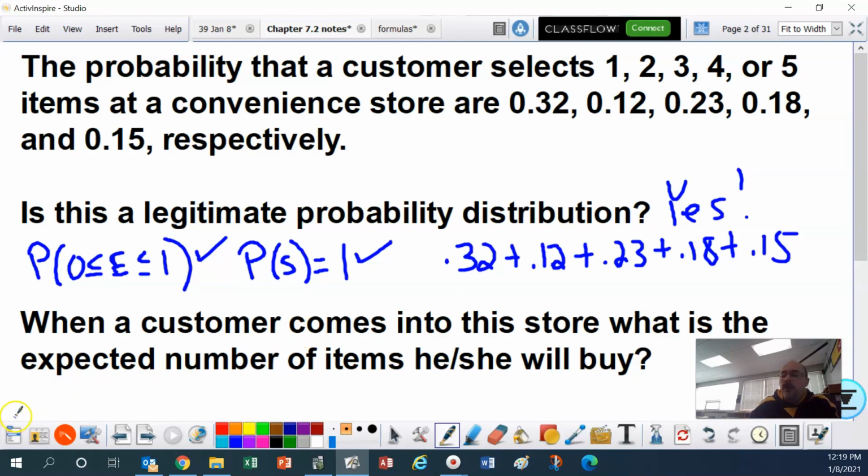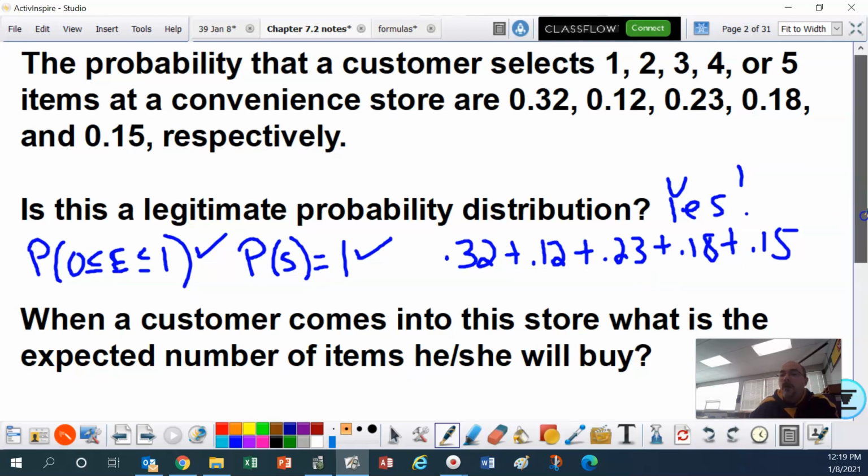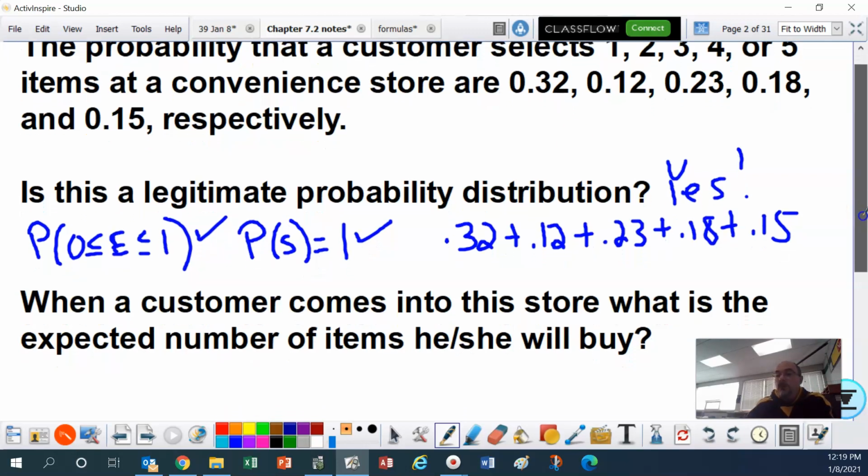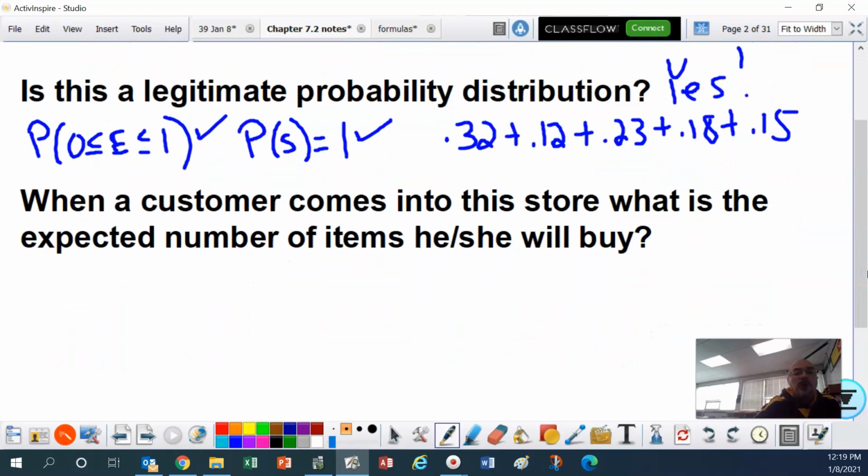Now the question is, when a customer comes into the store, what is the expected number of items he or she will buy? We want to know the expected value. So this is what we're going to do.